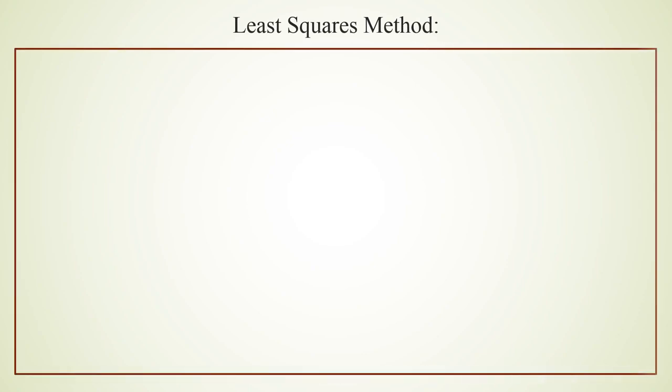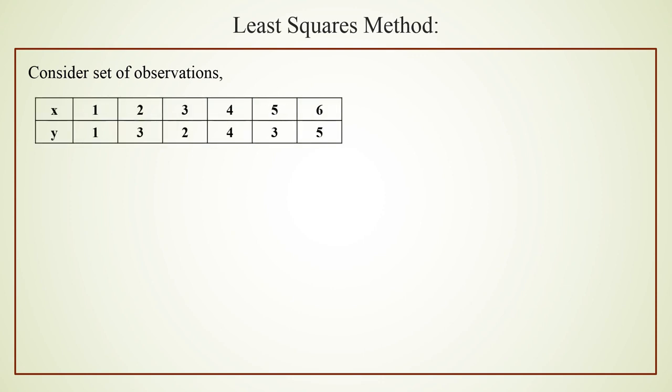In this video, let us learn how to fit a curve for the given set of observations by the least square method. Consider the set of data points or observations where yi represents the observed values of y for any xi. So I can say that y is the dependent variable and x is the corresponding independent variable.